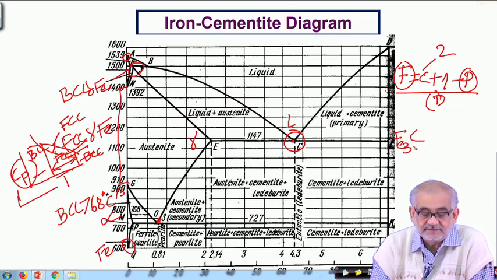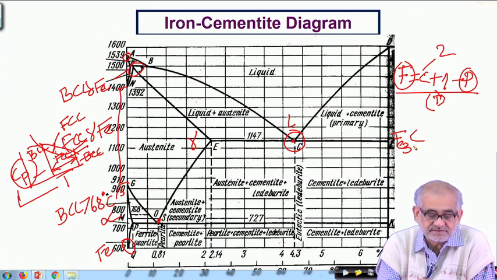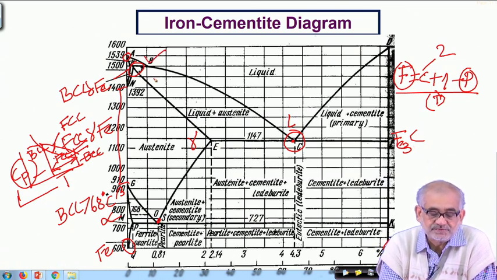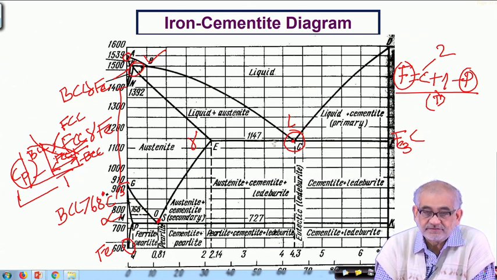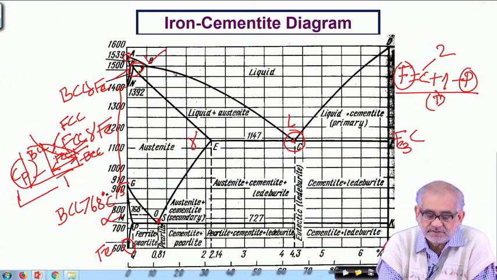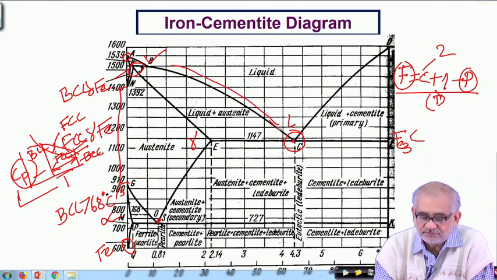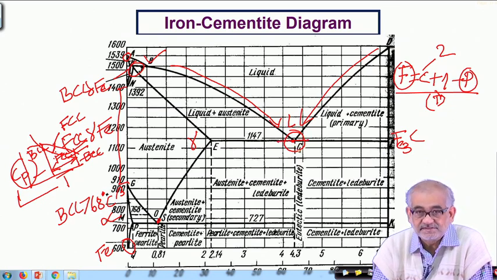So these invariant transformations are not of much use because this is at a high temperature involving a liquid. This certainly has a wide range of applications because it allows the fusion temperature to be drastically decreased from over 1500 or larger to very low temperature. So it makes casting very easy.